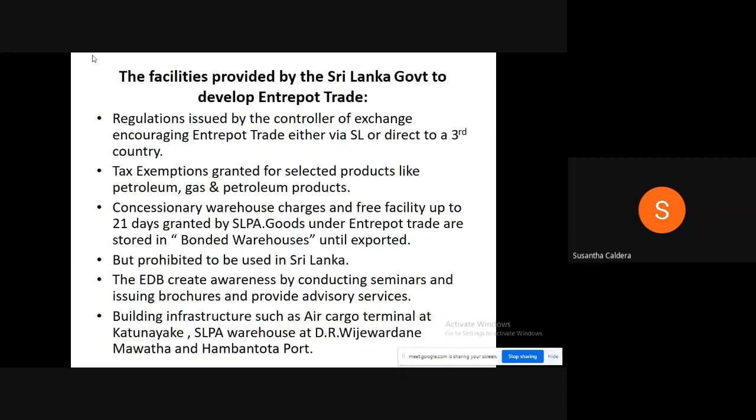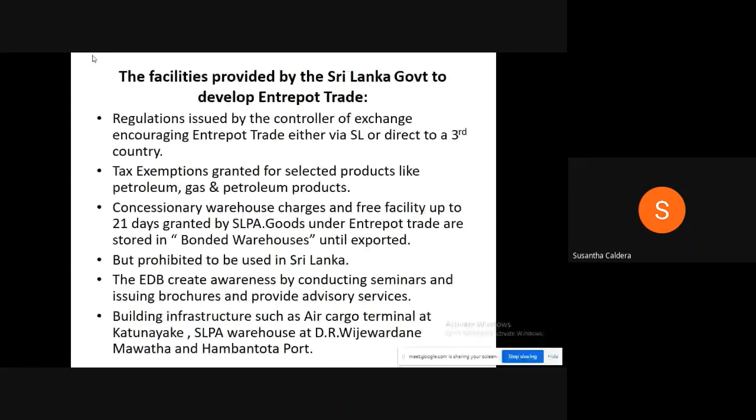Tax exemptions granted for selected products like petroleum, gas, and petroleum products. Concessionary warehouse charges and free facility up to 21 days granted by SLPA, Sri Lanka Ports Authority. Goods under entrepot trade are stored in bonded warehouses until exported, but prohibited to be used in Sri Lanka. Strictly, they will not allow any goods to come into Sri Lanka.